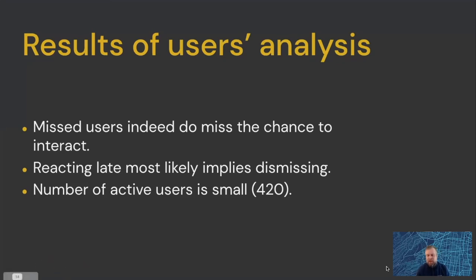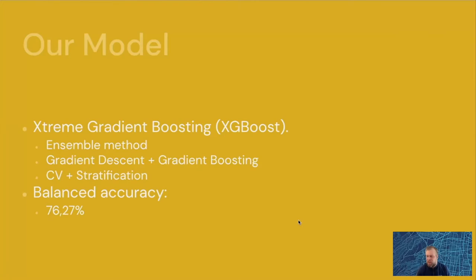When we look at the users that missed the chance to react on this notification, it's also a missed chance for interaction. So it's good if we send them a message later and ask them why this is, and take a closer look at this. But reacting late mostly implies dismissing, which is clear, because after the incident happens, the news isn't valuable for them anymore. And you can see that there are actually just 420 active users who used the notifications more than two times, instead of 4 million notifications.